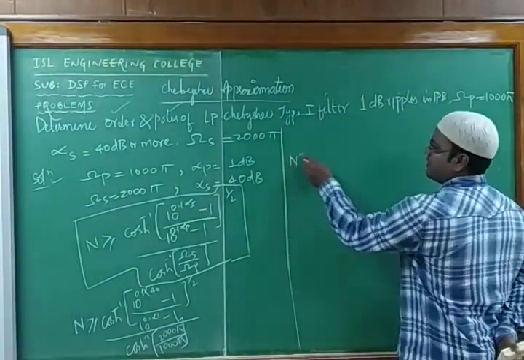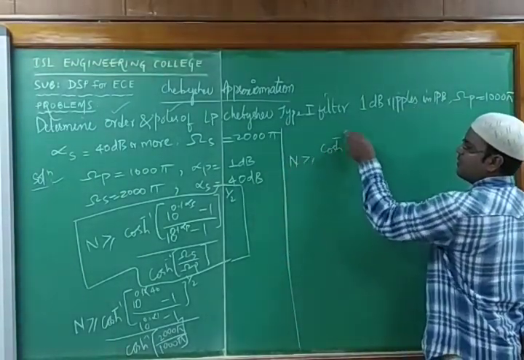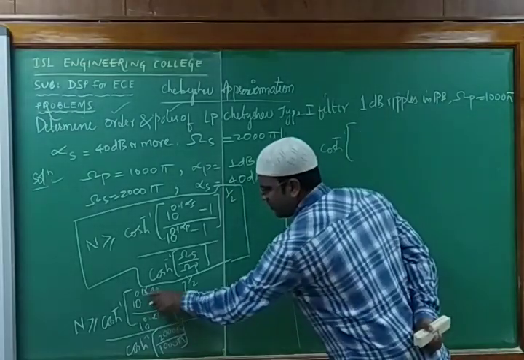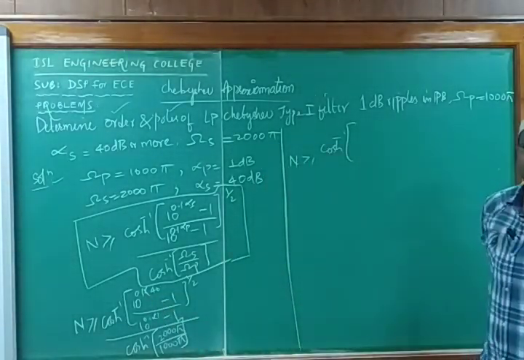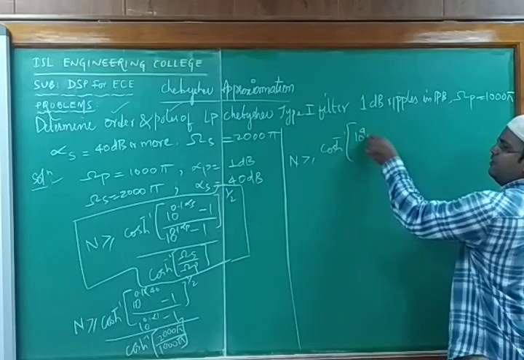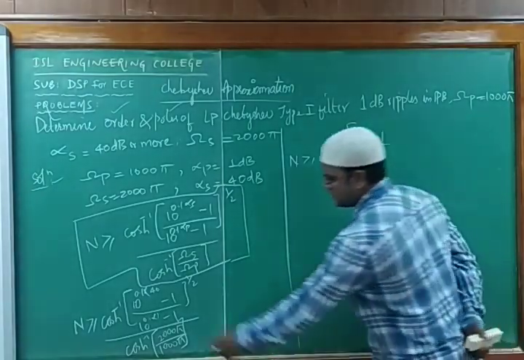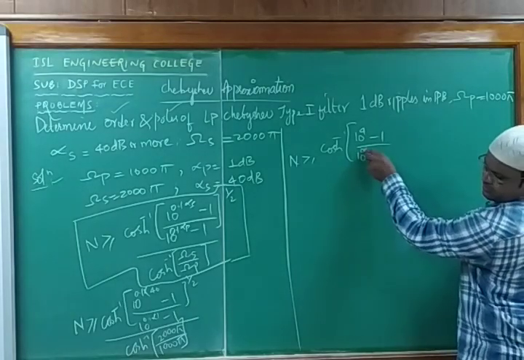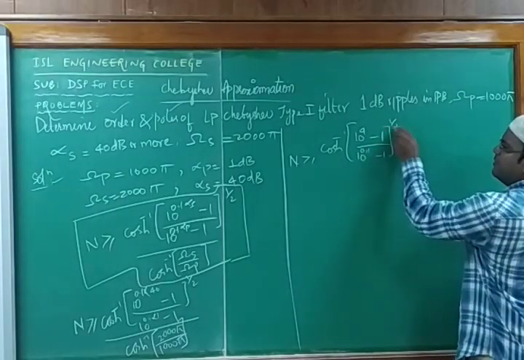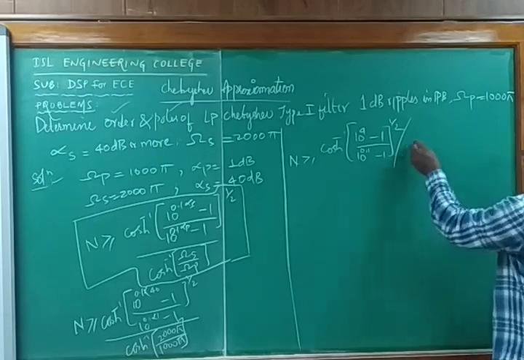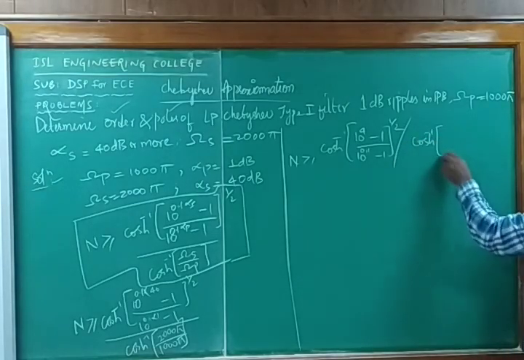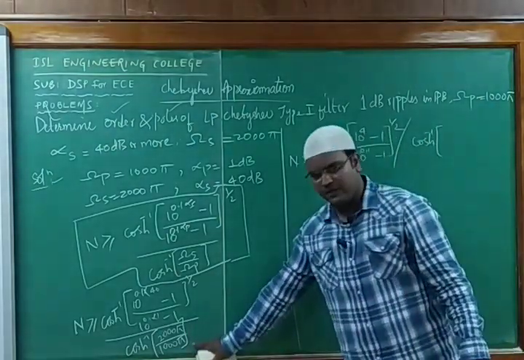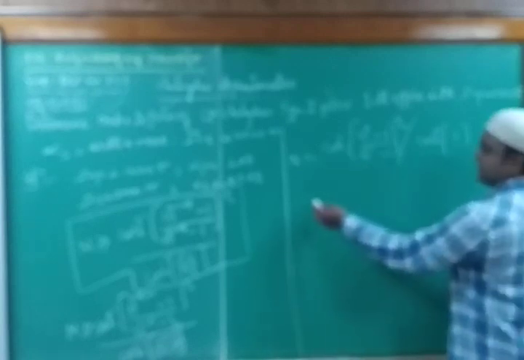So n is greater than or equal to cosh inverse of 10 power 0.1 into 40, where 0.1 and 40 combine to give 10 power 4, minus 1, divided by 10 power 0.1 minus 1, whole power 1 by 2, divided by cosh inverse of 2000 pi by 1000 pi, which is 2. So I got cosh inverse of 2. I'll put this value in the calculator and see what I get.